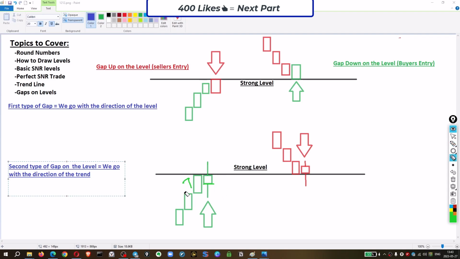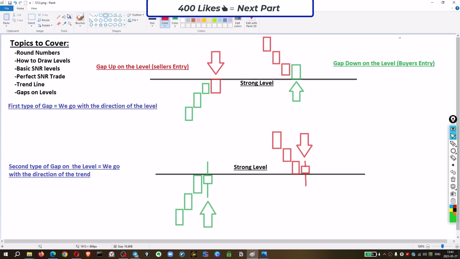Let me just draw it for you as well. So here we have a little bit of discussion between buyers and sellers, and most of the time I'm not suggesting taking this sell trade, but the buyers or sellers on the level finally get entered if this candle closes on the level. Again, I'm saying that this level is strong. So this is about gaps on the levels.